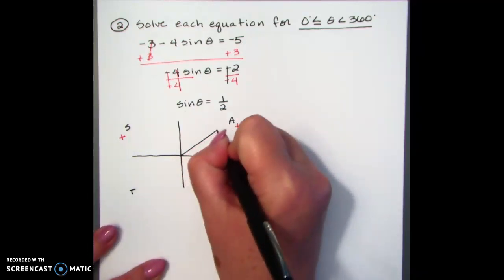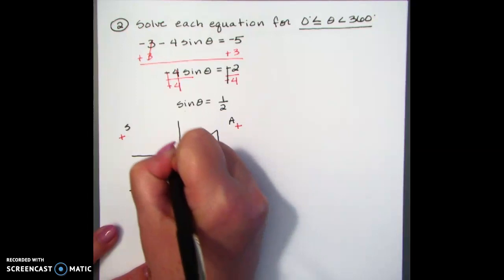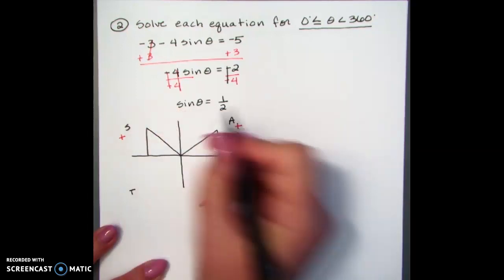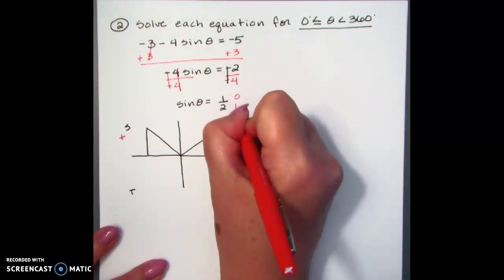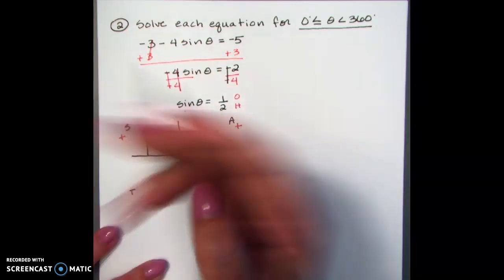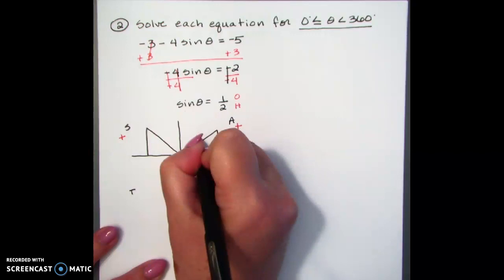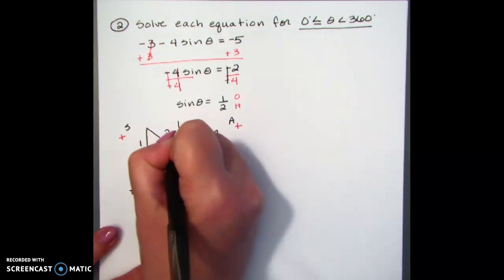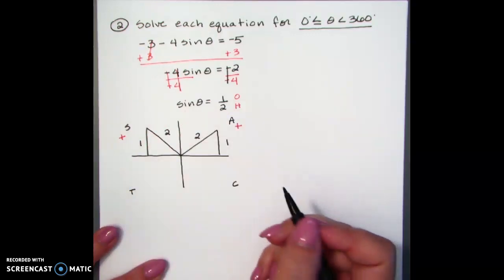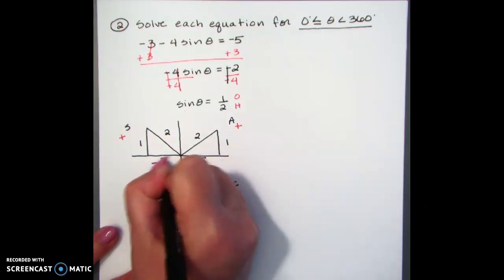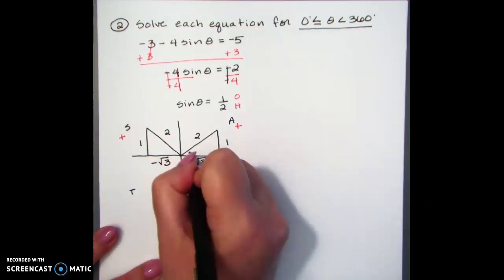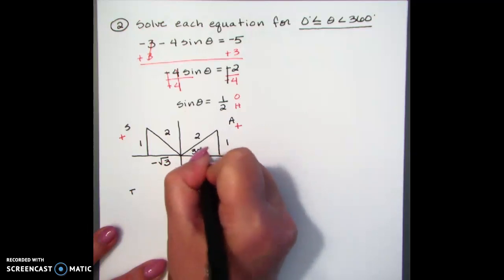So we would have a triangle in the first quadrant and a triangle in the second quadrant. And then again, sine is going to be opposite over hypotenuse. So my opposite is 1 and my hypotenuse is 2. So this again is a 30, 60, 90 triangle. So this would be root 3 and this would be negative root 3. And the angle opposite the 1 is 30 degrees.